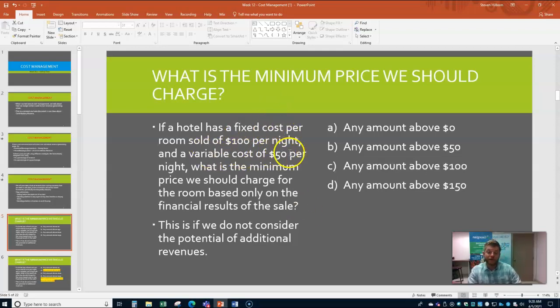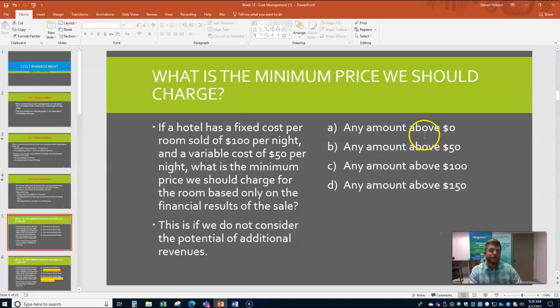Now, there's a variable cost of $50 per night. So the variable cost is probably the front desk, the housekeeping, any of the materials, supplies, laundered items, stuff like that. So then the question would be, what is the minimum price we should charge for the room based only on the financial results of this sale? So this is not considering that when they're there, they might go for dinner, or they're going to pay for parking or anything else. This is just talking about just this room.